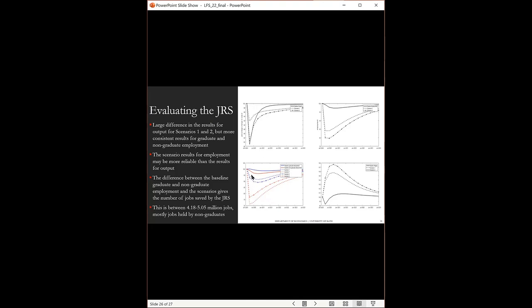What we see here is how we calculated things: the difference between the scenario results and the baseline results gives us the number of jobs that might have been saved by the job retention scheme. And this translates to between 4 and 5 million jobs, most of which would have been those held by non-graduates.